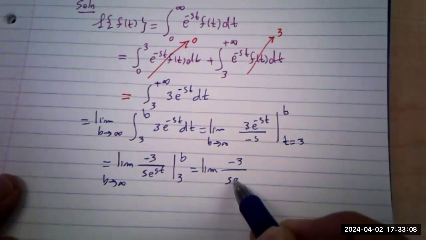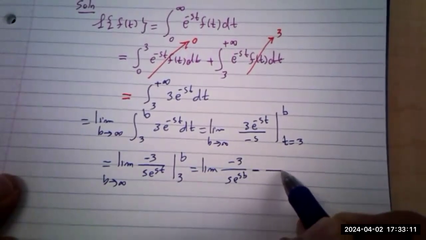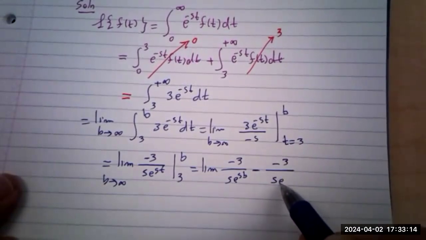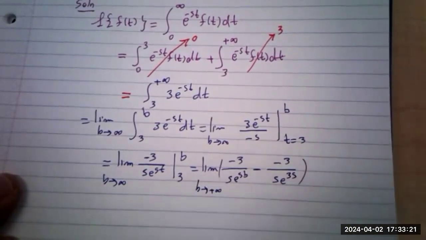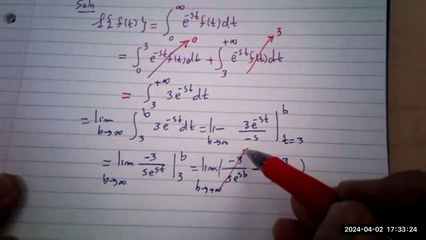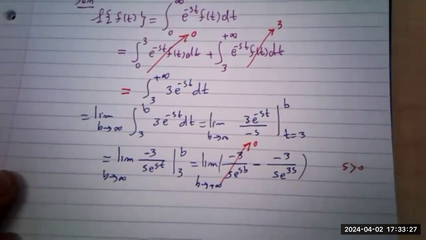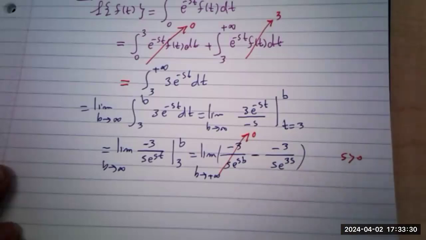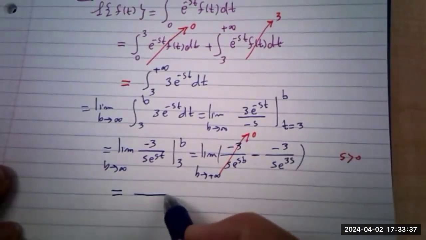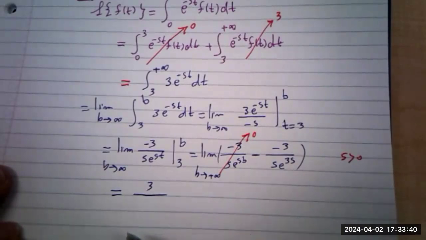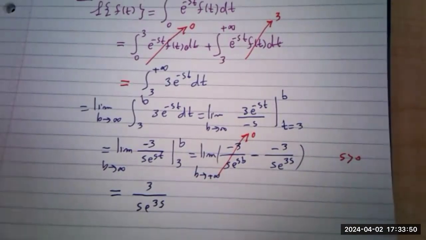So this is going to be the limit of negative 3 over s, e to the negative sb, minus negative 3 over s, e to the negative 3s, when b goes to positive infinity. We assume that s is positive, so the first term would be 0 again. That's it. So the leftover is going to be your answer. Negative, negative, positive. So that gives you 3 over s, e to the negative 3s. This would be the Laplace transform of the function.